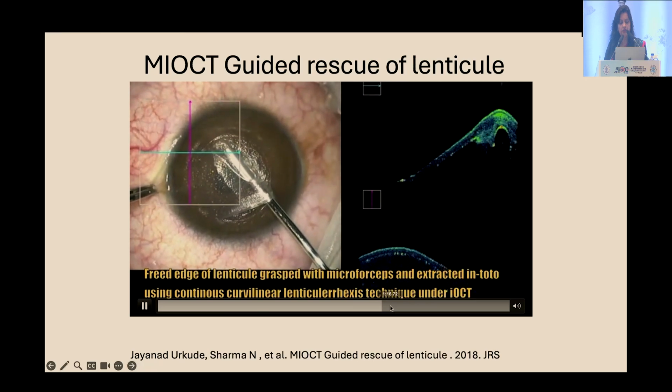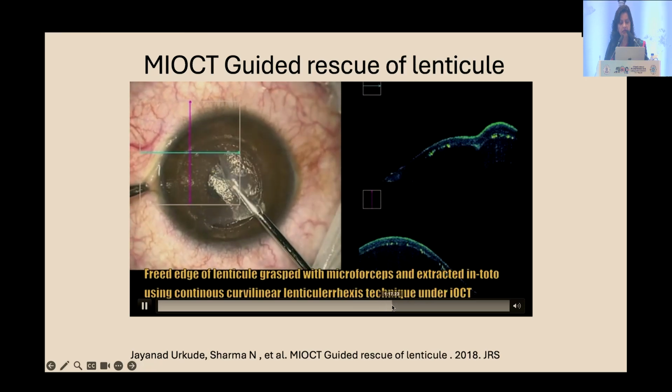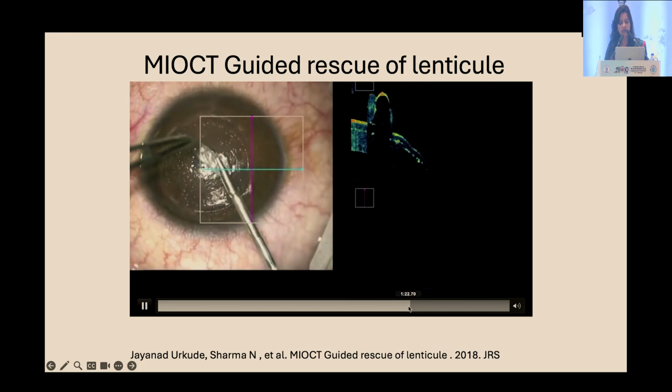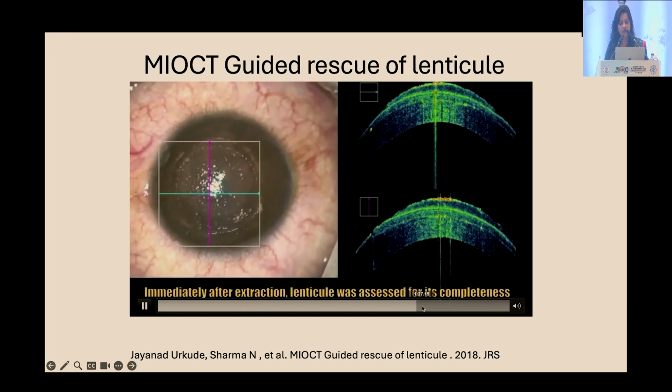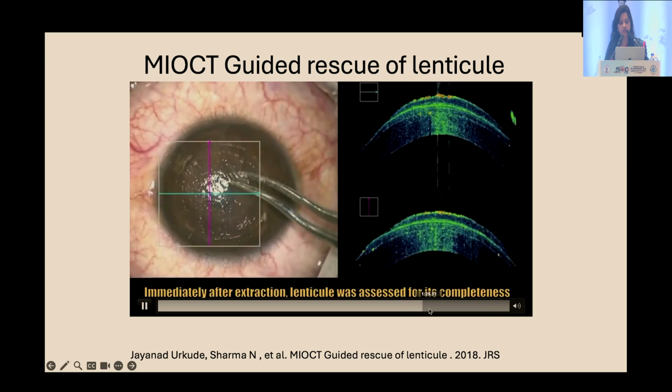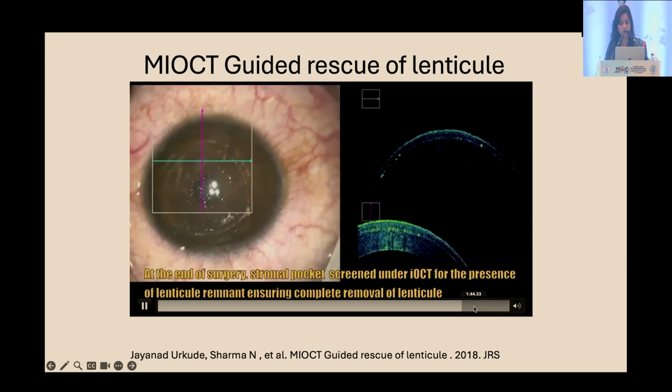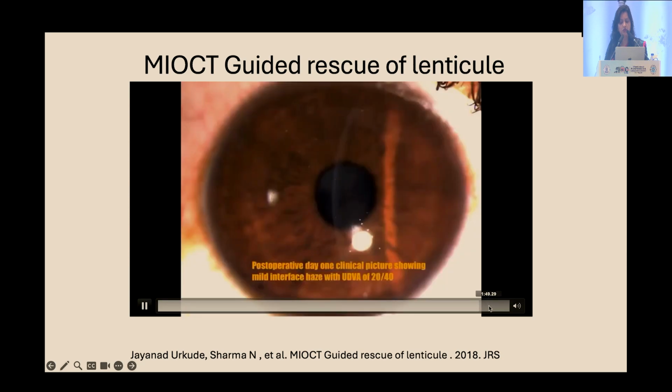The free edge of the lenticule can then be grasped with the help of microforceps and extracted using a continuous curvilinear lenticulorhexis, and the procedure can be completed without any problem. So we've found this to be very useful.